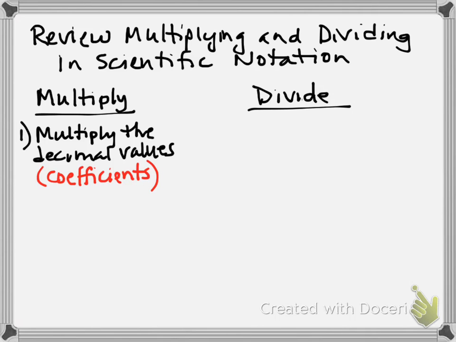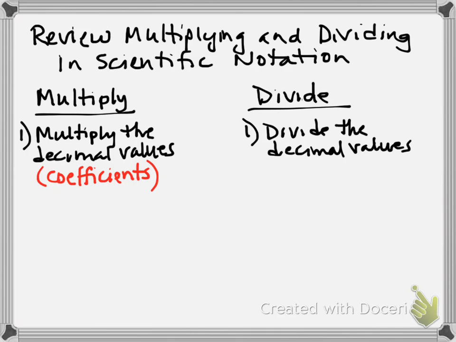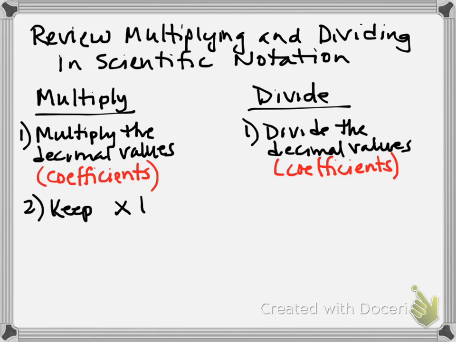Now, when it comes to dividing, the only thing that changes in that first step is the math we do. We're going to divide the decimal values. So again, we still are thinking of those as coefficients. The next part is the same for both of them. You're going to keep the times 10. Okay, we're going to keep the times 10. And then the third has a slight variation depending upon what you're doing.